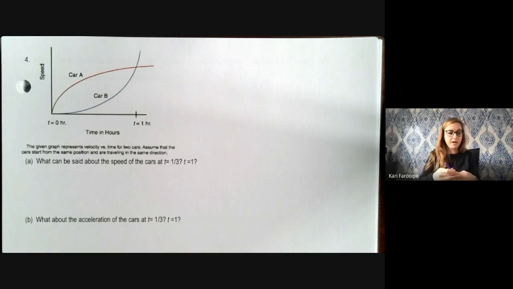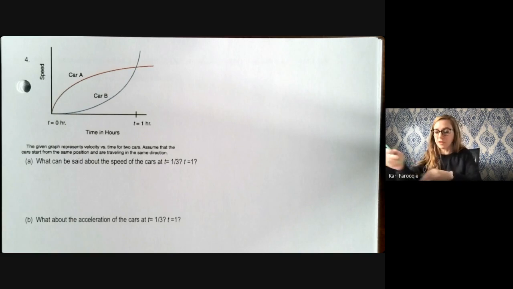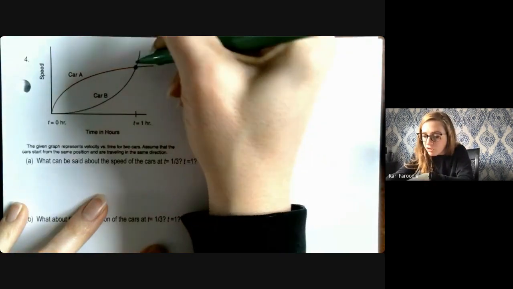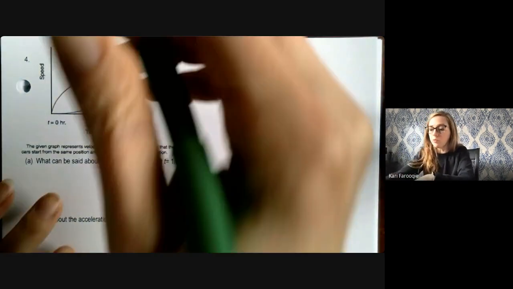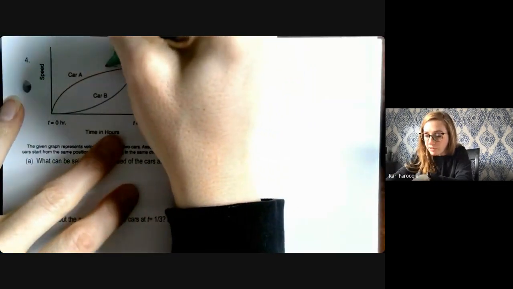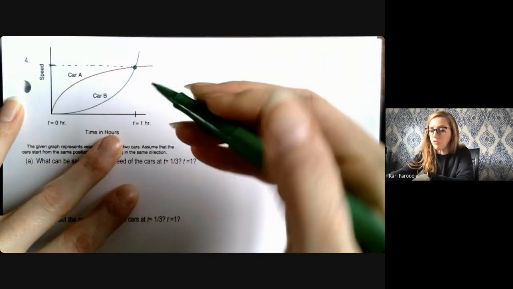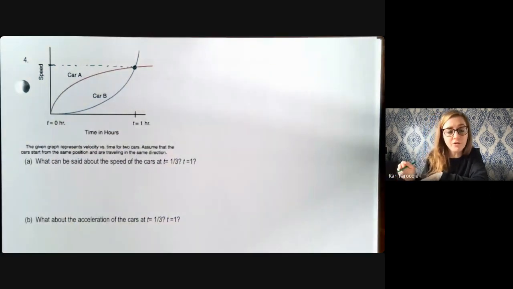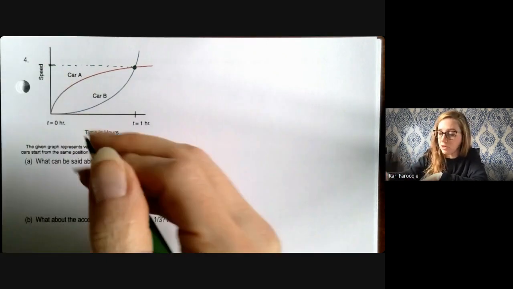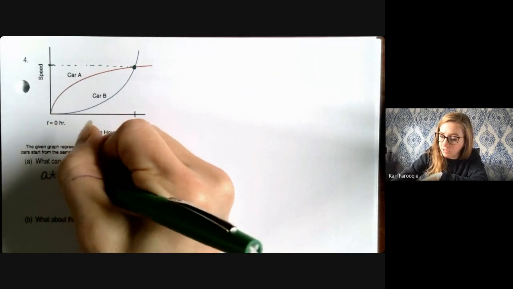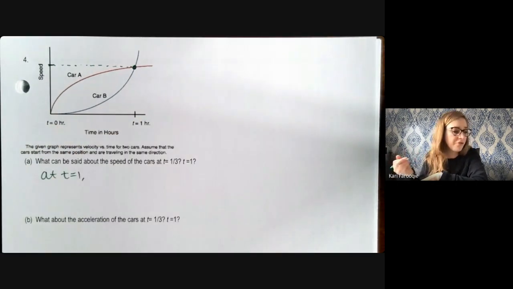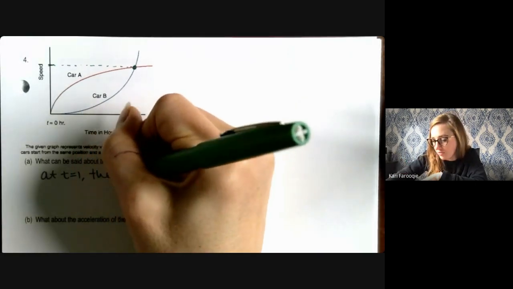Now, I think it's quicker to answer what's happening at t equals 1. This is sort of like the question that we asked in the previous one about the distance that they had covered at the intersection. At t equals 1, these two graphs intersect. If the two graphs intersect, it means they have the same x value and the same y value at that point. Well, the y value represents speed. So we could say that at t equals 1, the cars have the same speed, or we could say the speeds are the same.